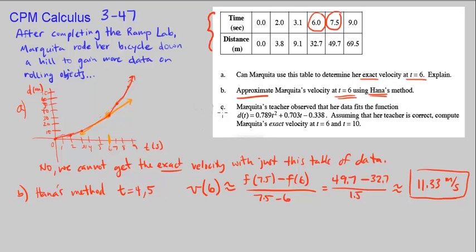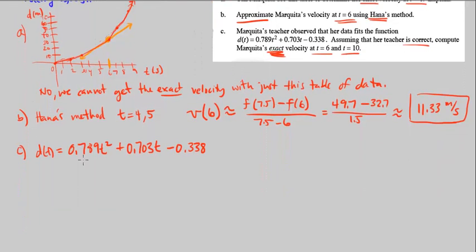Now we're given an equation in part C. We're told that the teacher observed that the data fits the function d of t, her distance with input of time, equal to 0.789 t squared plus 0.703 t minus 0.338. Assuming that this is the correct equation, compute the exact velocity at t equals 6 and t equals 10. So let's go ahead and do this.